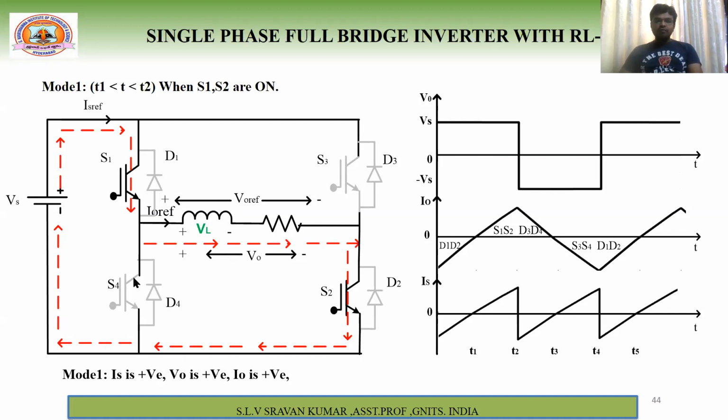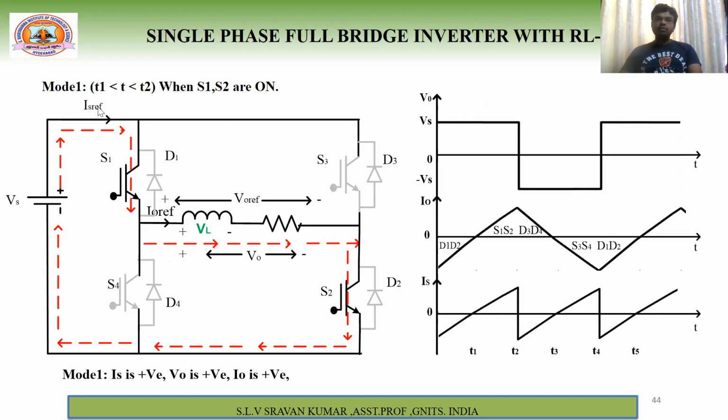Now whenever the current flows like this, it is following your reference current direction. Therefore, the output current is positive. Because these two switches are on, positive appears across here and negative appears across here. Therefore, the polarities of the output voltage are the same as those of your reference voltage. So the output voltage is positive. That is the most important thing.